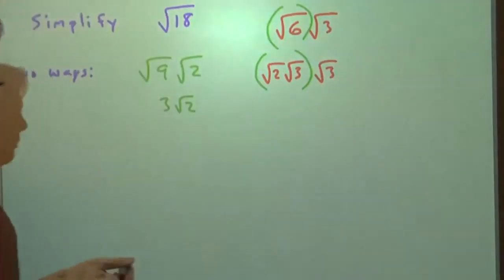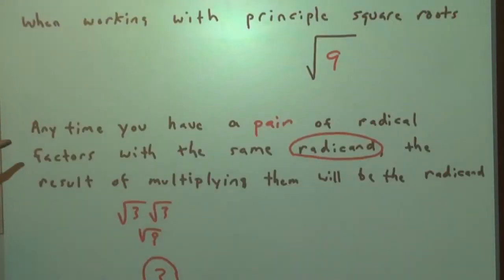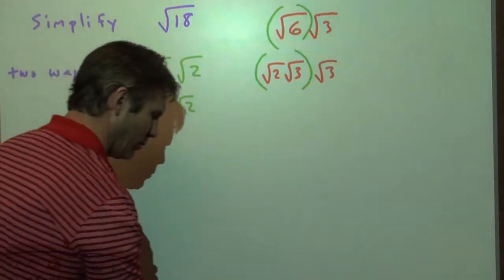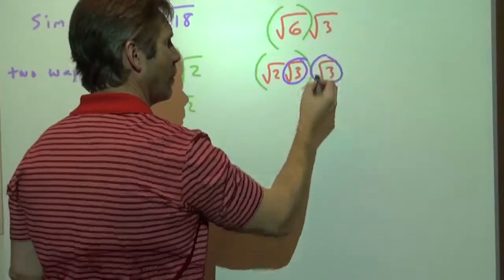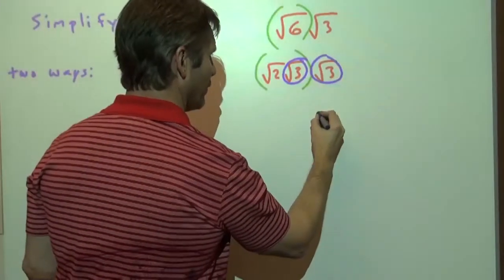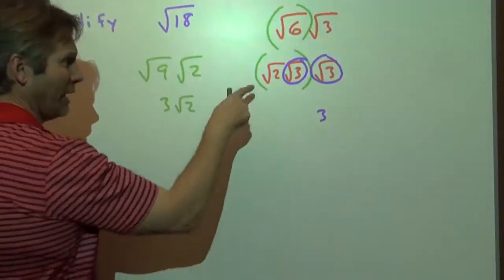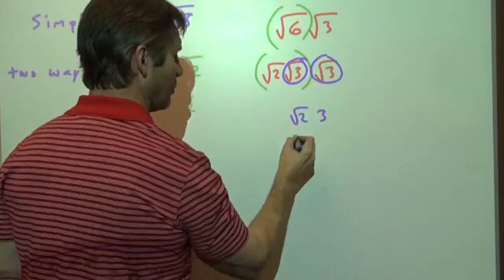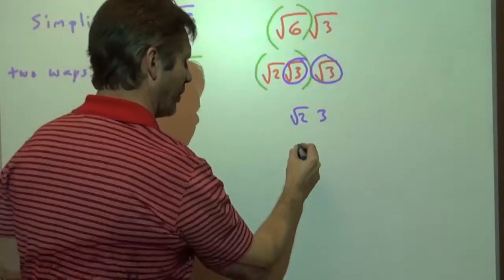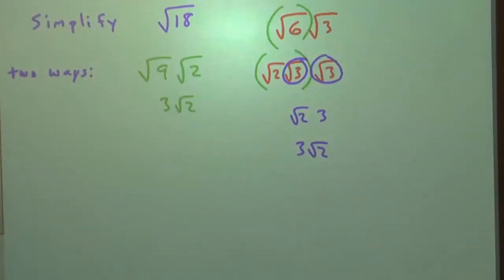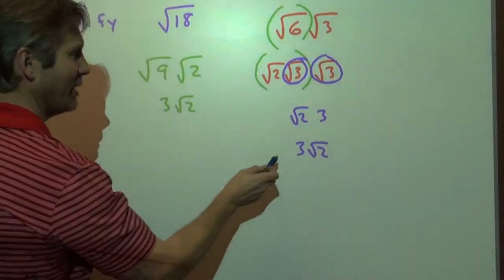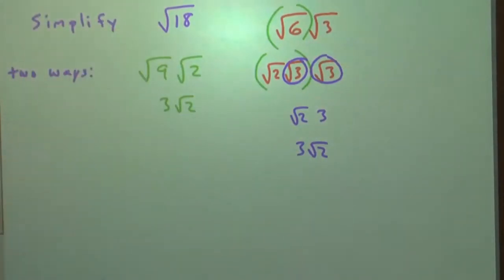Now we go back to the principle we just got done looking at. When we have a pair of radicals with the same radicand, look, we do. We have two radical 3's. So it must be that this radical 3 times this radical 3 will just give us 3. And then we have radical 2 times 3, so there's our final answer. Usually we write the factors that aren't radicals in front. So we would also arrive at our simplified destination. 3 radical 2 would be the way to simplify that.